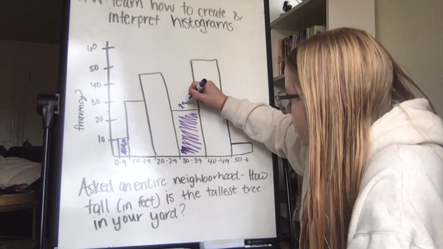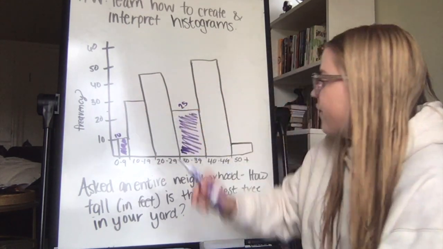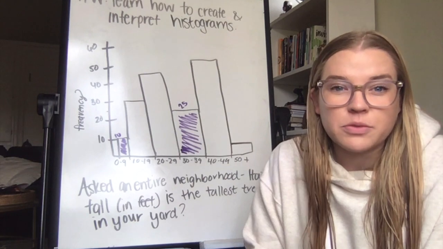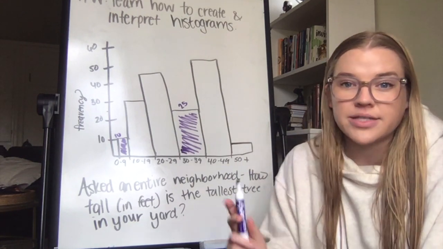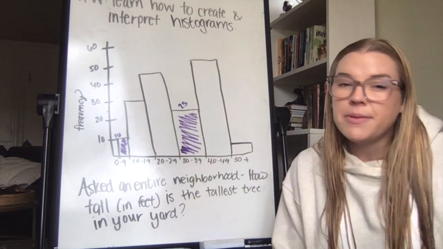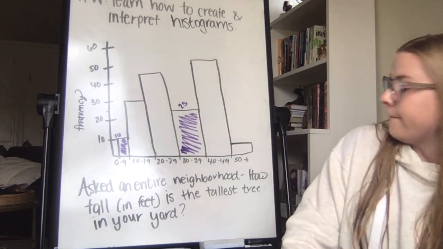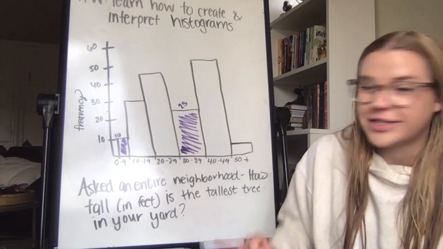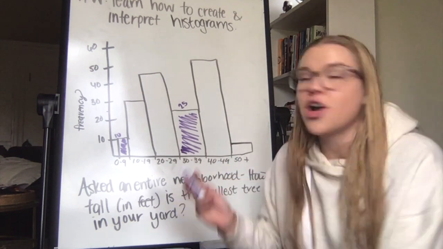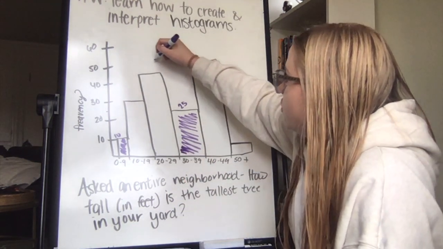I'm going to write that actually. About 25 people answered that their tree was between 30 to 39 feet. Okay, pause this. I want you to find it. How many people answered that their tallest tree was between 40 to 49 feet? That looks a little janky. It's this column right here. You'd go up and see where this hits the top, and then you go over.